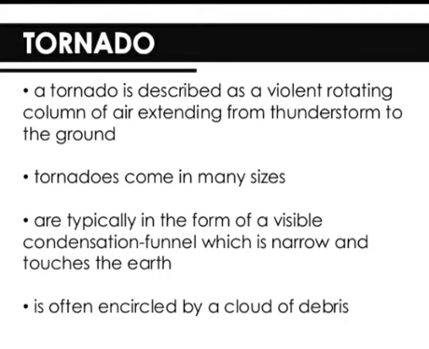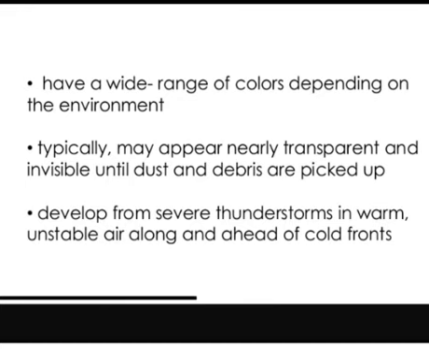Is often encircled by a cloud of debris. Have a wide range of colors depending on the environment. May appear nearly transparent and invisible until dust and debris are picked up. Meaning, the reason why nagiging gray ang isang tornado because of dust and debris. Kasi 'di ba, hinahatak niya yung mga dust tsaka yung mga debris. Develop from severe thunderstorm in warm, unstable air along and ahead of cold fronts. So it started with thunderstorm.